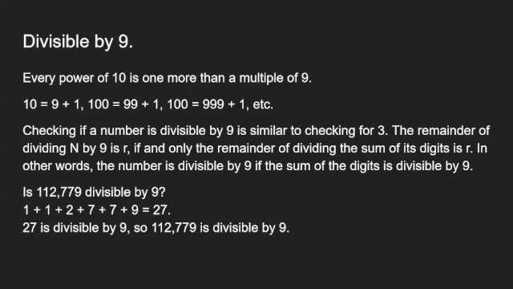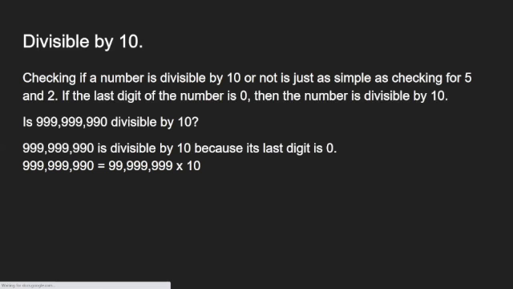In other words, the number is divisible by 9 if the sum of the digits is divisible by 9. Is 112,779 divisible by 9? Well, we add up the digits. 1 plus 1 plus 2 plus 7 plus 7 plus 9 equals 27. And 27 is divisible by 9. So 112,779 is divisible by 9.